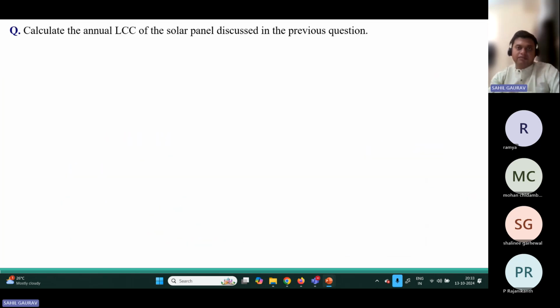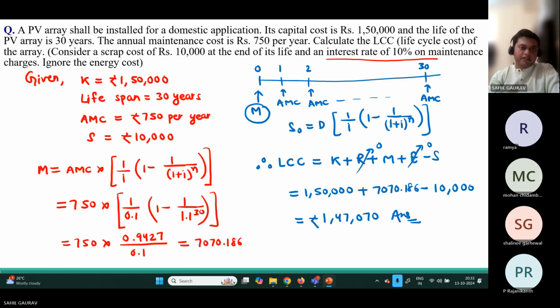Now coming to the next problem. Calculate the annual LCC of the solar panel discussed in the previous question. So annual LCC is LCC upon present worth factor. This present worth factor we have already calculated. This part is 9.427.